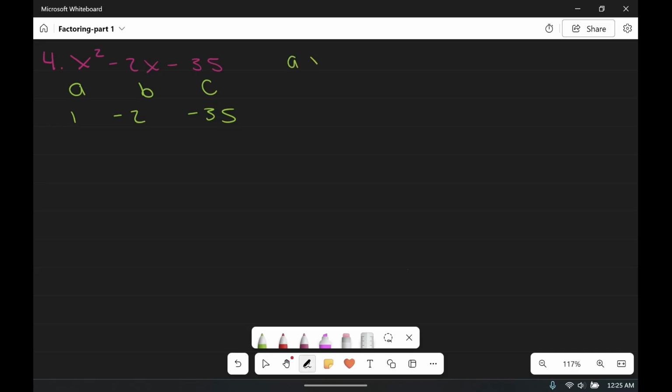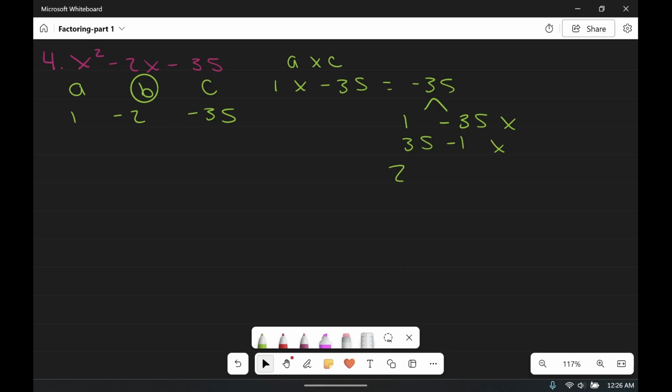Step 2, A times C, which in this case is 1 times negative 35, equals negative 35. Factor tree, right? So now we want factors that multiply to negative 35 and add to what? Add to B, which in this case is negative 2. So let's start with 1 and negative 35, right? Same thing with negative 35 and positive 1. Or, my bad, I meant to switch the signs. Positive 35 and negative 1. That's also another way to do it. However, neither of these options are going to add to negative 2, so let's just keep going.